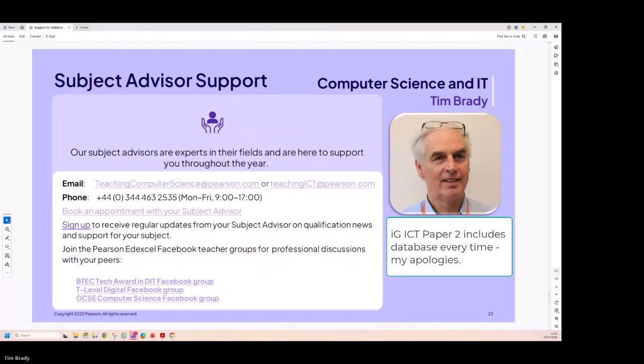Someone has said, can the November series question papers also be used for the May-June series for IGCSE ICT and computer science? I assume that's talking about November 2025 series question papers. If those are available, they can be used to generate a portfolio of evidence for this summer series. Yeah, as you said, any past paper is eligible. It's a good candidate to help make a portfolio.